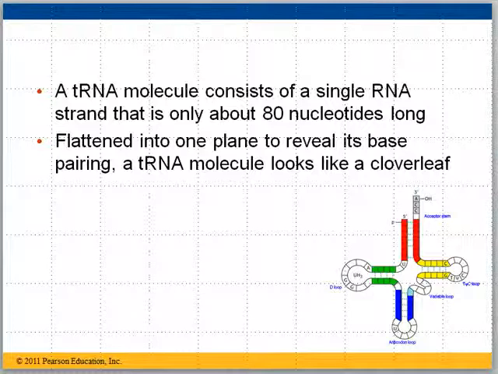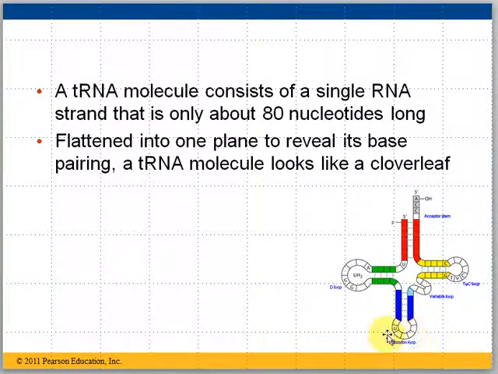So here's a model of transfer RNA. It's a single RNA strand. It's only about 80 nucleotides long. It is of course 3D in shape, but we're looking at it on a 2D flat page here. If we were to flatten it out to reveal its various base pairing areas, it would look like a clover leaf. So it makes this shape in our two-dimensional model.